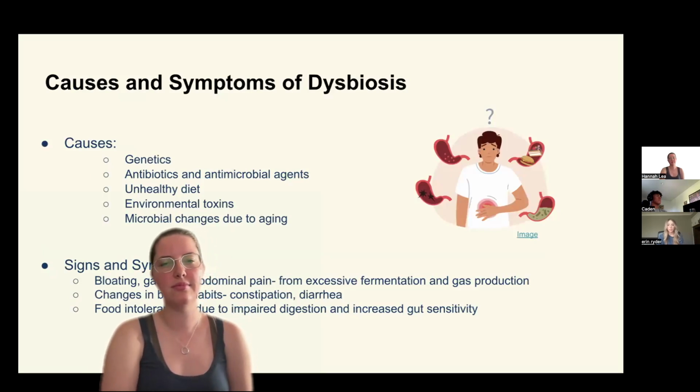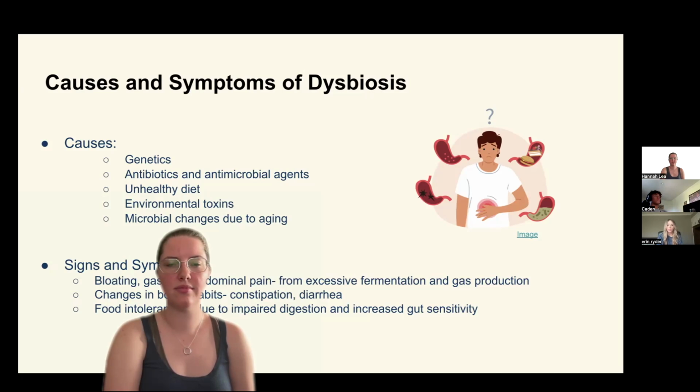The causes of dysbiosis are influenced by many factors, including genetics, which can influence the structure of an individual's microbiome. Some people inherit traits that make them more vulnerable to microbial imbalances. Antibiotics and other antimicrobial medications are common disruptors. While they're effective in treating infections, they often kill off beneficial bacteria along with the harmful ones. This can lead to a long-term imbalance in the gut. An unhealthy diet, especially one low in fiber and high in processed foods, sugar, and unhealthy fats, can encourage the growth of harmful bacteria while depriving beneficial microbes of the nutrients that they need.